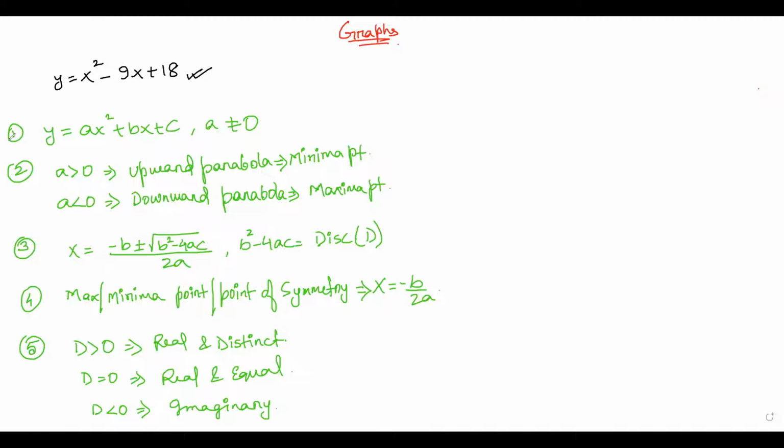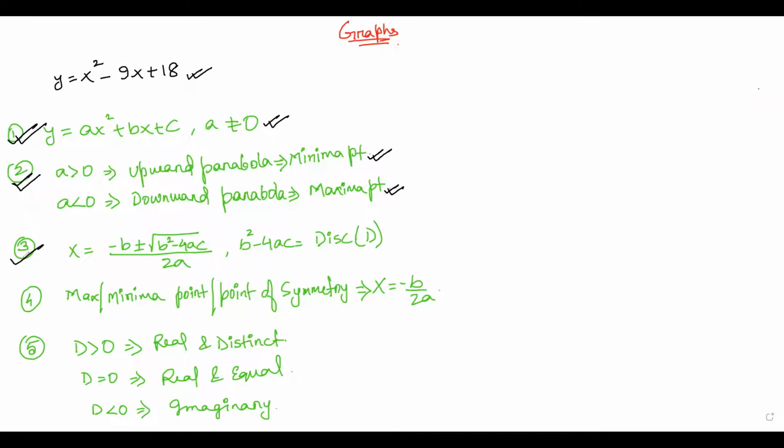First, the standard form of a quadratic equation is given by y equals ax square plus bx plus c, where a is a leading coefficient and it is non-zero, and b and c are some constants. If the leading coefficient is greater than 0, we'd be getting an upward parabola, which would be giving us a minima point, and we'd be getting a minimum value. In a similar way, if the leading coefficient is less than 0, we'd be getting a downward parabola, which will give us a maxima point or maximum value.